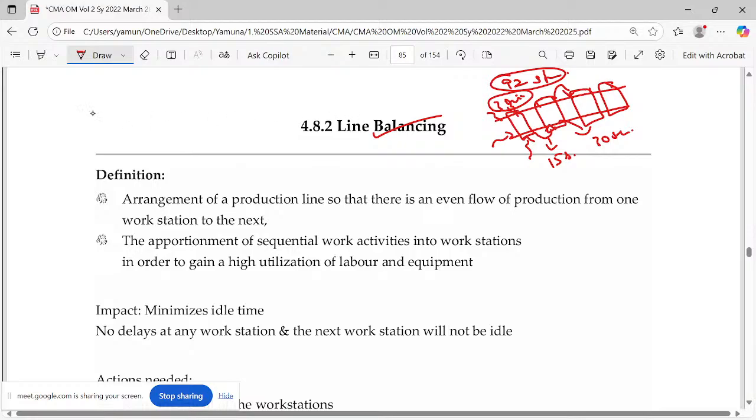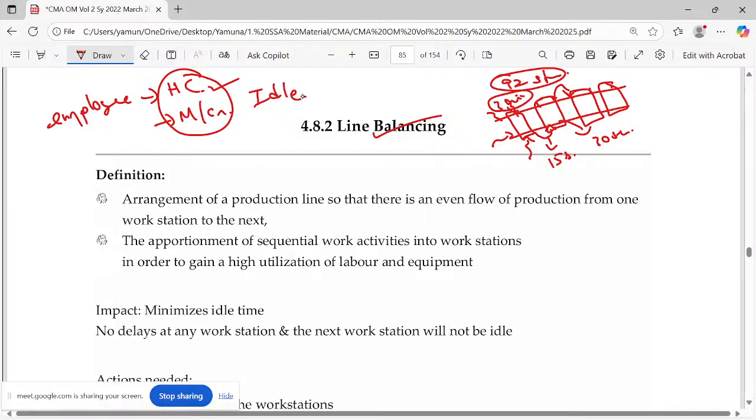See, I'm employing employees. I have employees, the human capital, I have the machineries. I have to make them work in such a way that they are not idle. I cannot just pay salary and make them sit. Even the machinery is costly. Even the human capital is costly. I cannot make them sit idle. So my intention should be to reduce this idle time. So the ultimate aim is optimality only, right? So reducing this idle time.